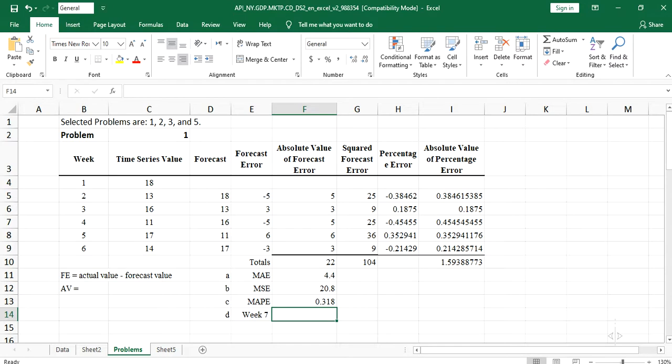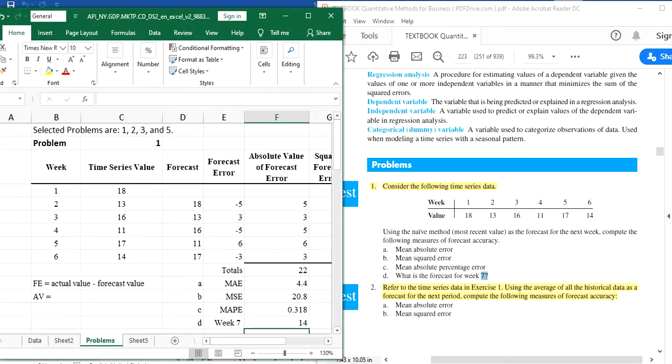So what's the week 7 forecast? We don't have week 7 here. This could be here, and this is the value of 14, equal to the most recent value. 14. That's all. So let's move to the second question.